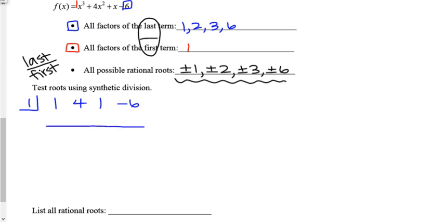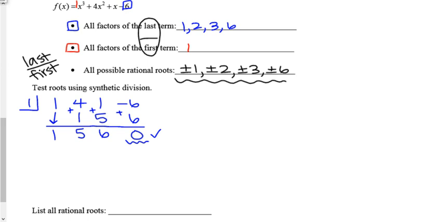Then I draw my line. I draw my arrow to indicate I'm just bringing down that first term. And then from here, I'm just going to multiply and carry over. Multiply and carry over, just like we did last class. So 1 times 1 gives me 1, and then I add 4 plus 1 to give me 5. Now I start over. 1 times 5 gives me 5. When I add those together, I get 6, and then 1 times 6 gives me 6. Well, when I add negative 6 and positive 6, I get 0. So yay! Remainder of 0, which means positive 1 is a factor. I'm sorry, is a root, a rational root.